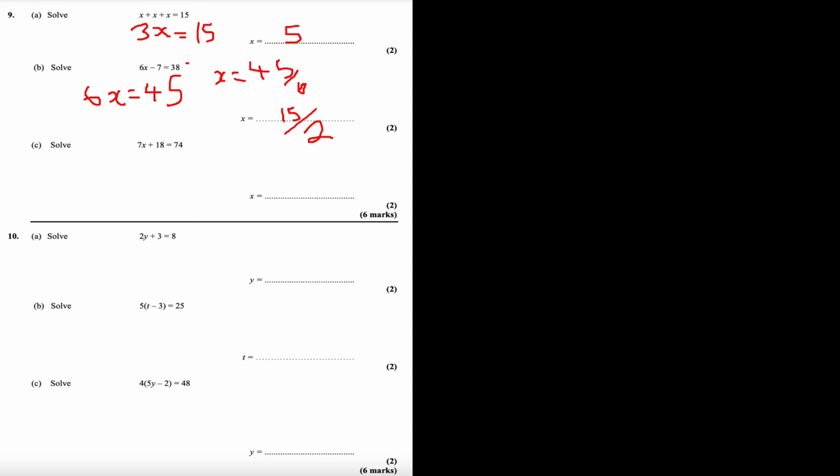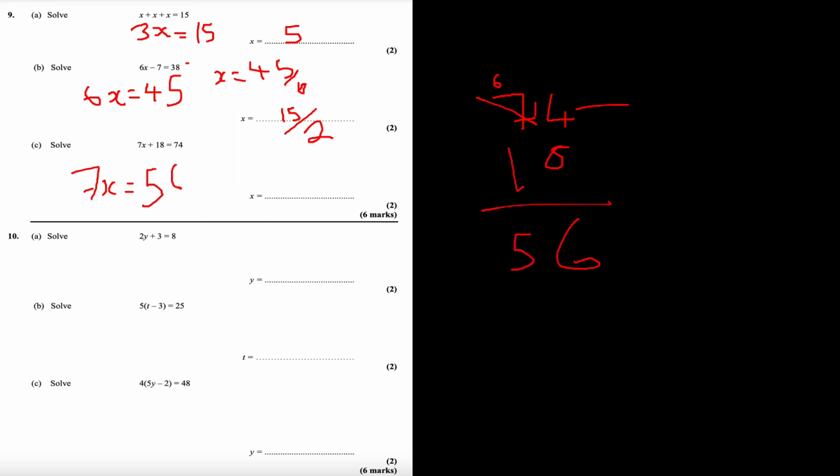Okay, part C, 7x plus 18 is equal to 74. Subtracting 18 on both sides, so 7x is going to equal 74 minus 18. Working this out here, 4 take away 8 I can't do, so I've got to borrow. So 14 take away 8 is 6. 6 take away 1 is 5. 7x equals 56. Dividing both sides by 7 gives me that x is equal to 8. Okay, 8 times 7 is 56, guys.